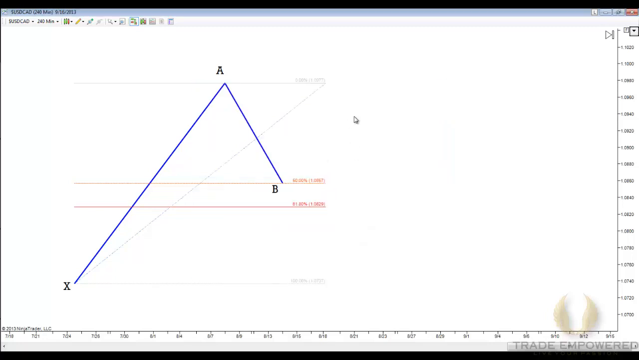I then want to take my same Fibonacci retracement tool, drag that from my A leg to my B leg, so the swing high to the swing low of this recent move, and I'm looking for at least a 382 retracement here.